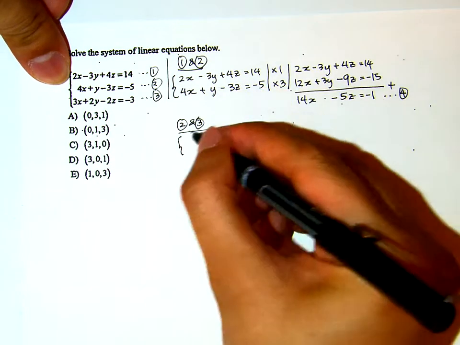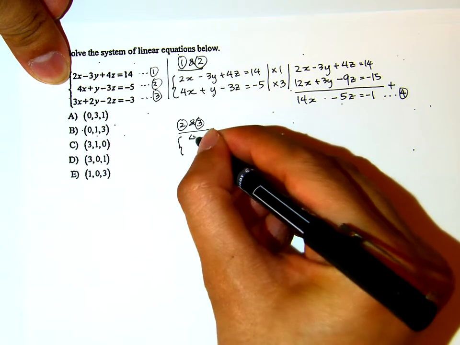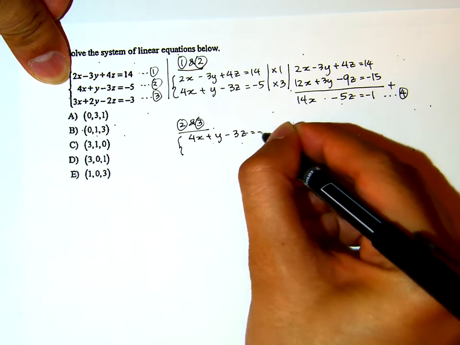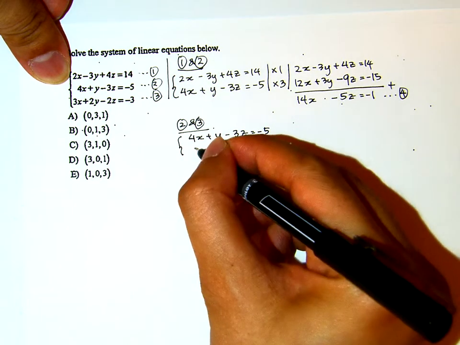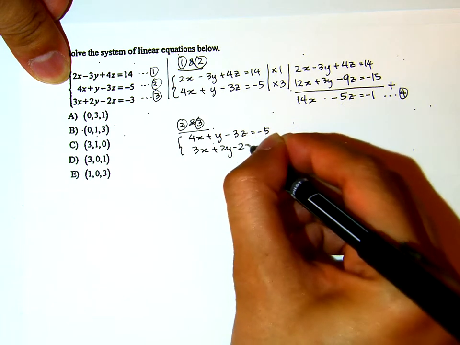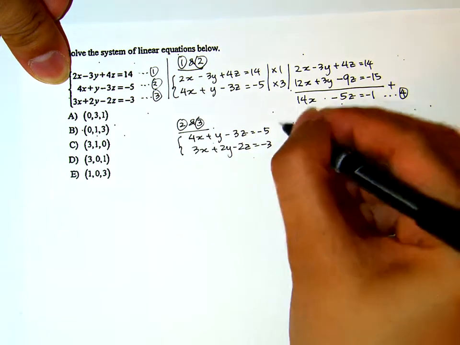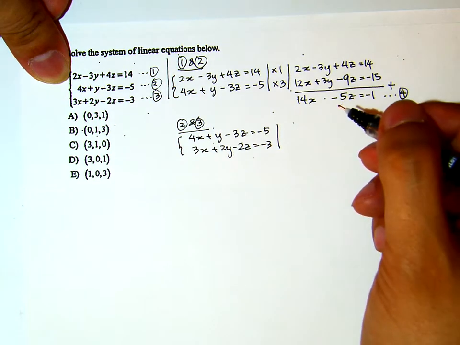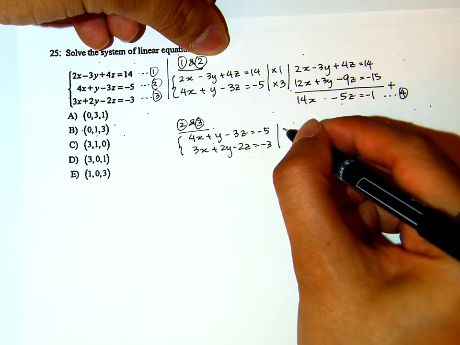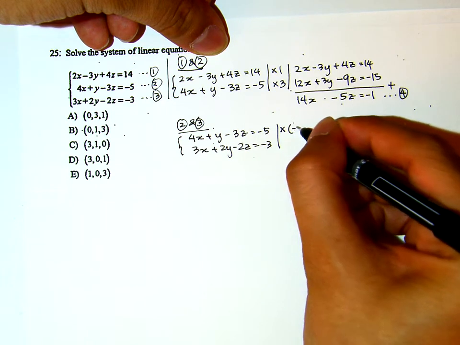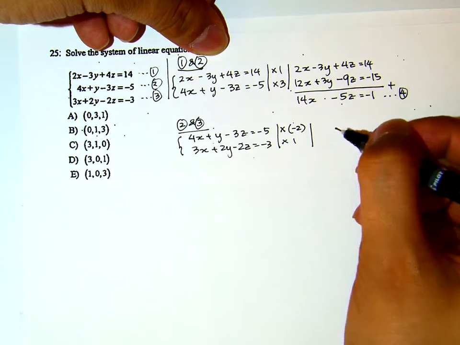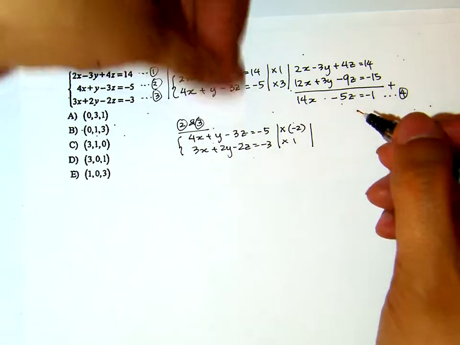Now let me see. Second equation, third equation: 4x plus y minus 3z equals negative 5, and then the third equation, 3x plus 2y minus 2z equals negative 3. Now I want to eliminate y again, right? Because earlier we eliminated y. Now here I will multiply this by negative 2, and the one here I will multiply by 1. This way they will have opposite coefficients for the y.